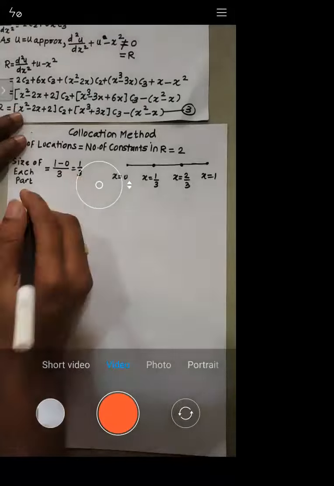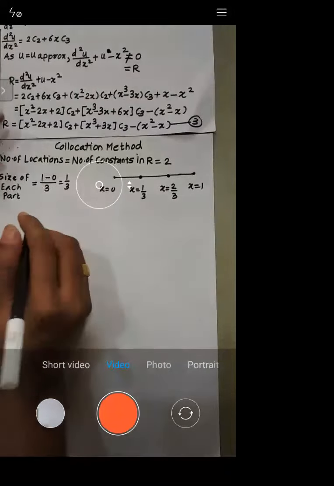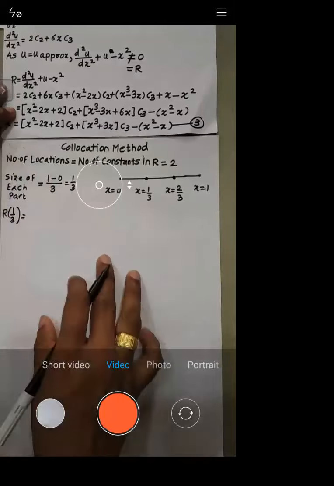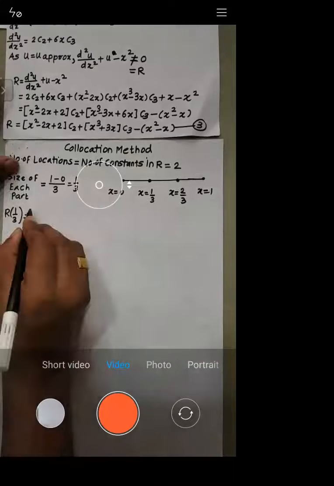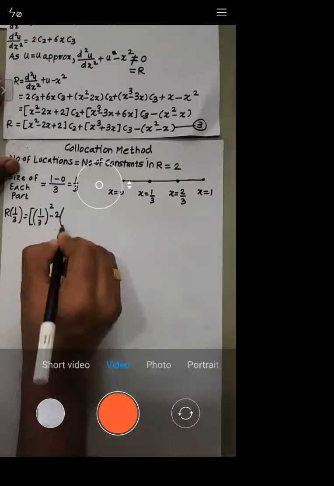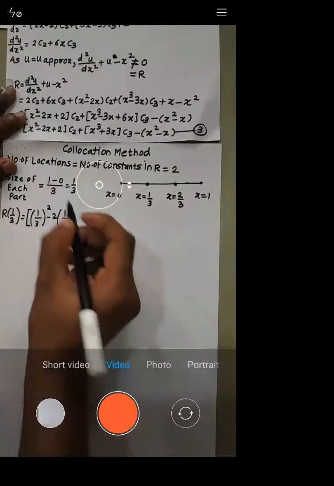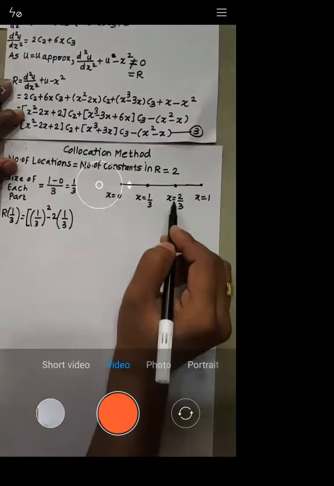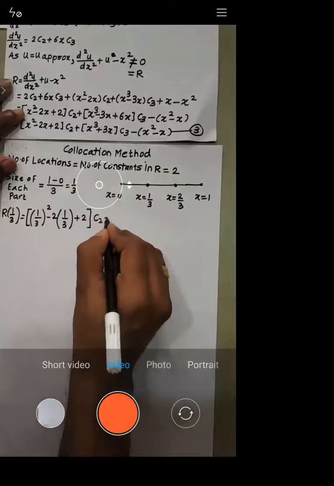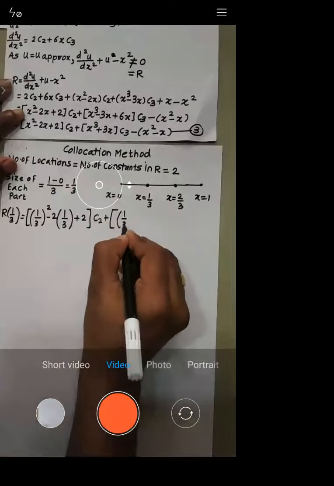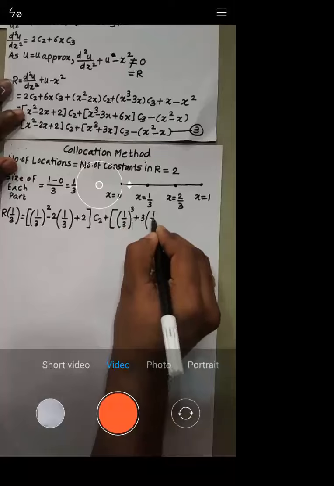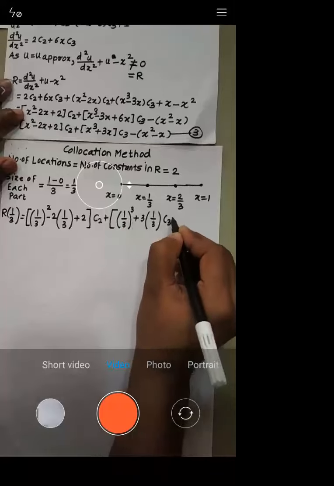Now we need to calculate the value of R at 1 by 3 first. In that case, we put x as 1 by 3. So this is 1 by 3 square minus 2 into 1 by 3. I am putting x as 1 by 3 first, then I will put 2 by 3. So plus 2 into c2 plus 1 by 3 cube plus 3 into 1 by 3 c3, right? Yes or no?